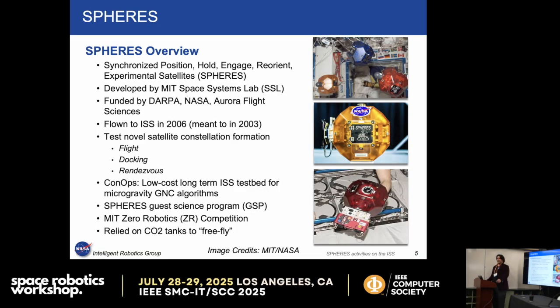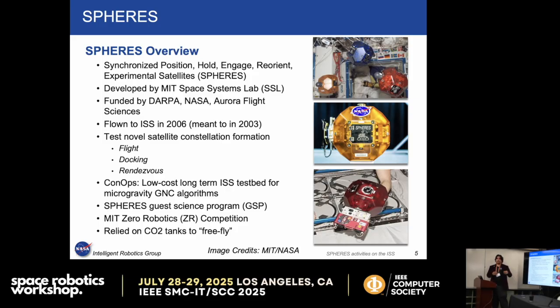So the first one we'll talk about is Sphere. This was the first ever IV free-flying robot that was flown to station, and our review covers only the ones that have actually flown to station. There have been a lot of concept robots developed by different agencies, but we're looking at the ones that actually flew to station.